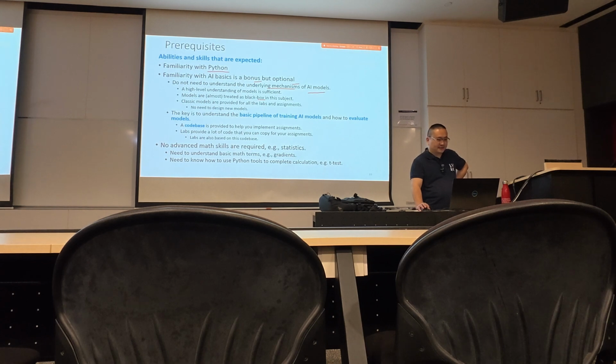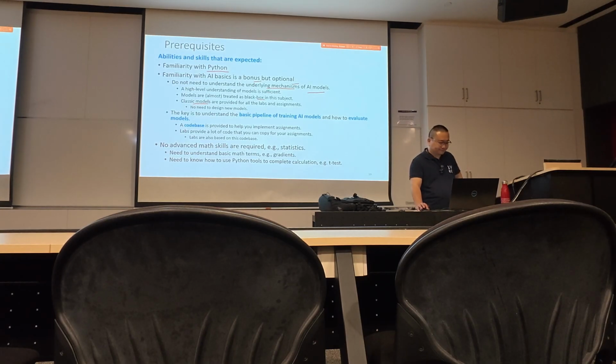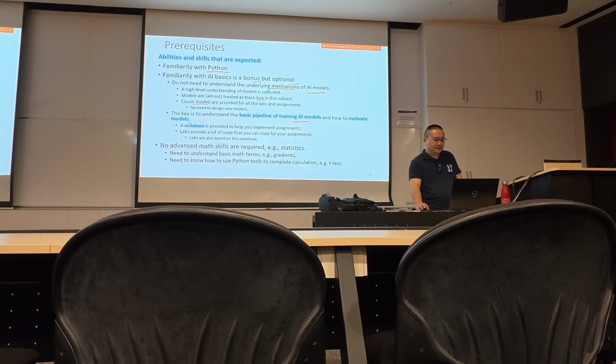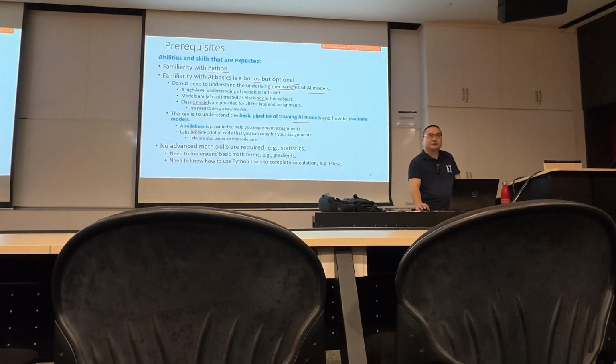And we provide classic models in the code base. So you don't need to develop your own models. You directly use the models already provided. And the key is to understand the basic pipeline of training AI models and how to evaluate the models. And later we'll talk about the code base provided, so you can use it to implement the assignments. And in the labs, we also provide a lot of code to implement the ideas. So make sure that you attend the labs and ask questions to your tutor if you don't understand how the idea is implemented.